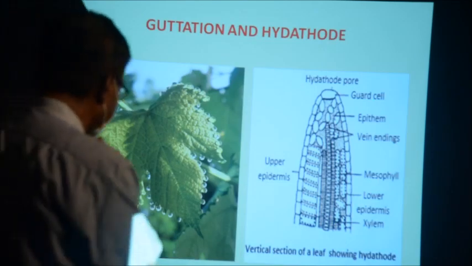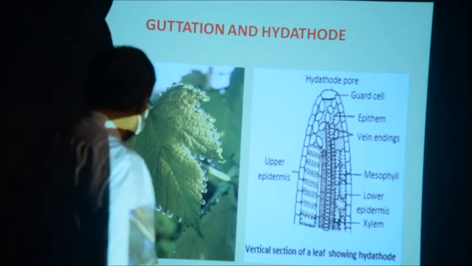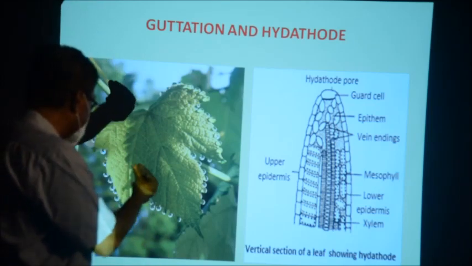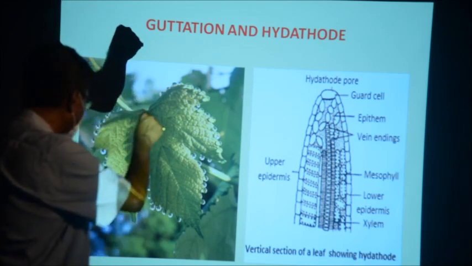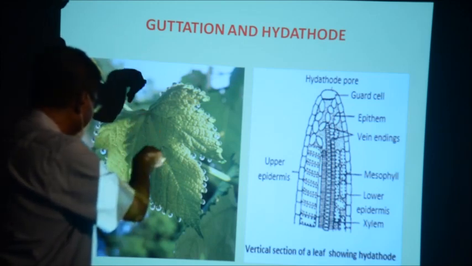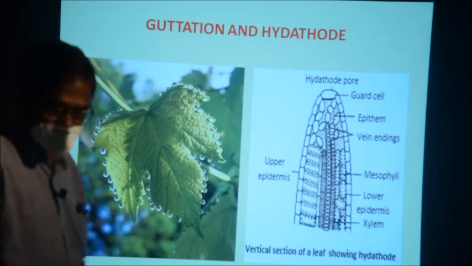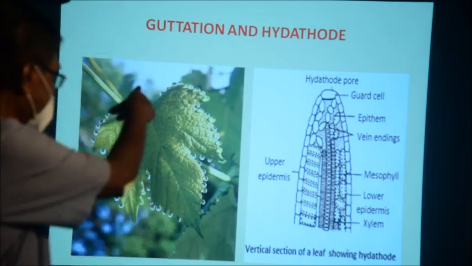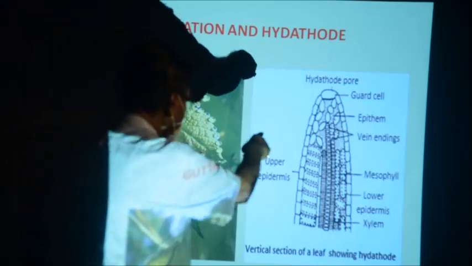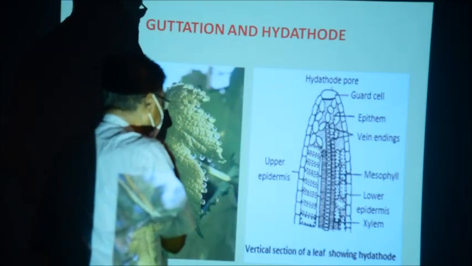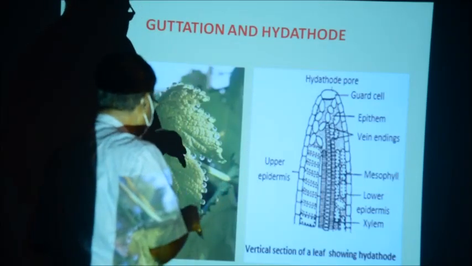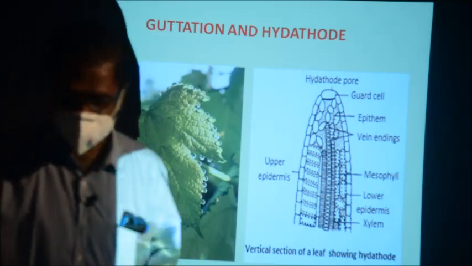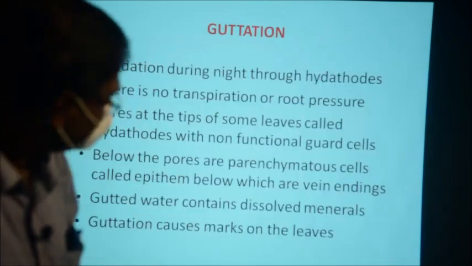Now, guttation is a process which is seen only during night. During night, there are drops of liquid at the edges of leaves through pores called hydathodes. On the right side, you have a hydathode. They also have guard cells, but they are non-functional. Here it is the liquid which comes out, not the gas.